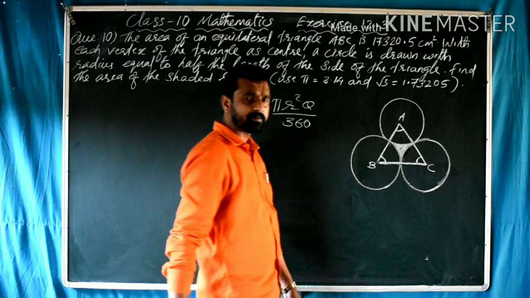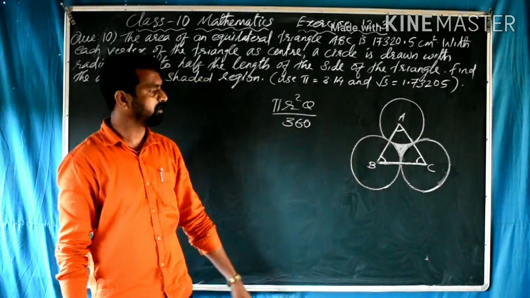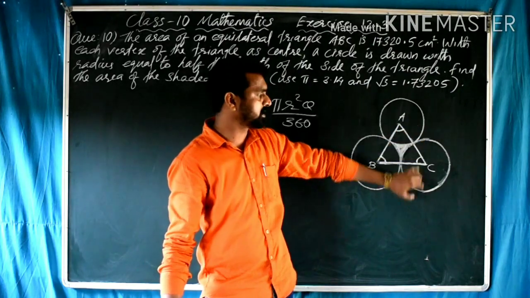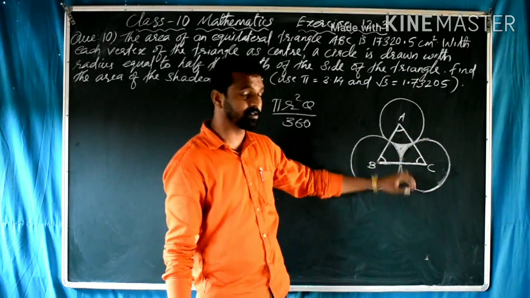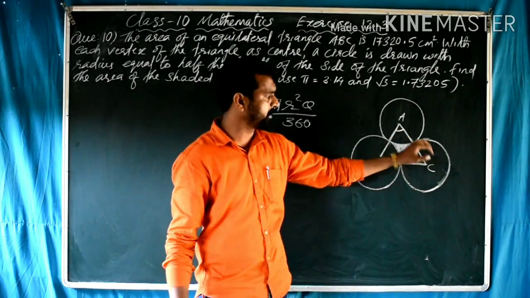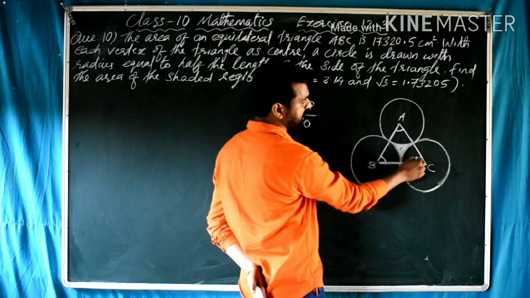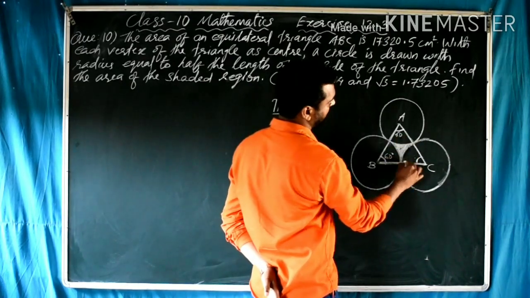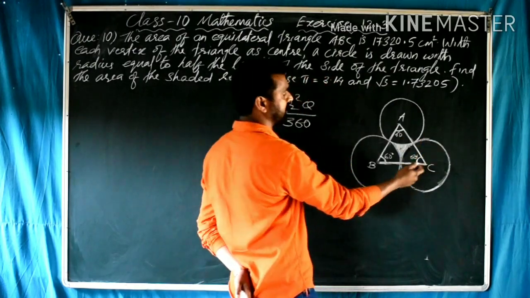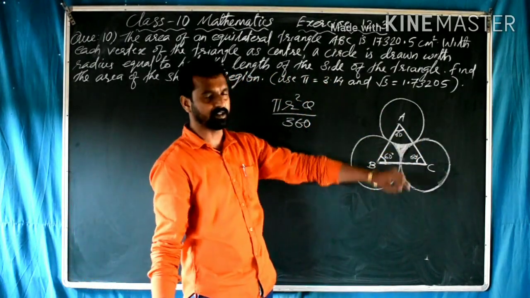Then we know that this ABC is an equilateral triangle. We have studied earlier that in an equilateral triangle all sides are equal and all the angles are also equal. The sum of the three angles of a triangle is 180 degrees. In an equilateral triangle all three angles are equal, so each angle is 60 degrees. So the central angle theta of the sector is 60 degrees.